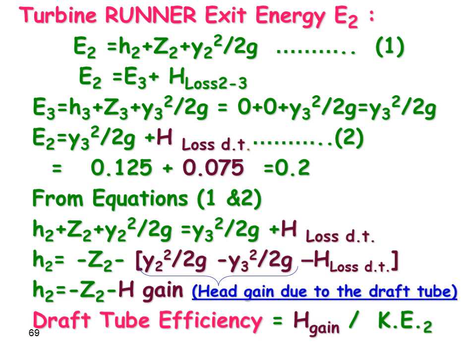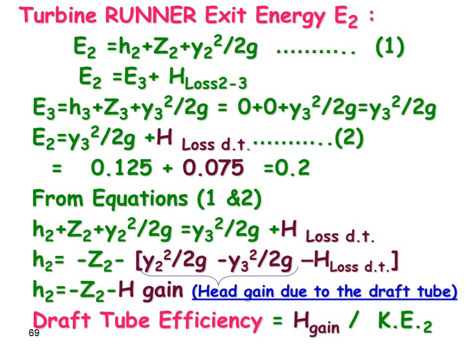This represents the exhaust kinetic energy in the first case without draft tube. With a draft tube, we only exhaust V3 square over twice g, and we lose some energy in the draft tube. This means that V2 square over twice g minus V3 square over twice g minus H loss in draft tube, we call it head gain due to use of draft tube with the turbine. As we see, H2 equals minus Z2 minus H gain.